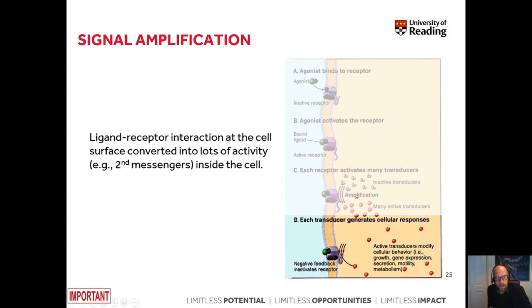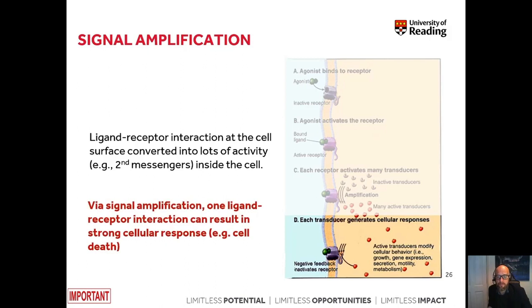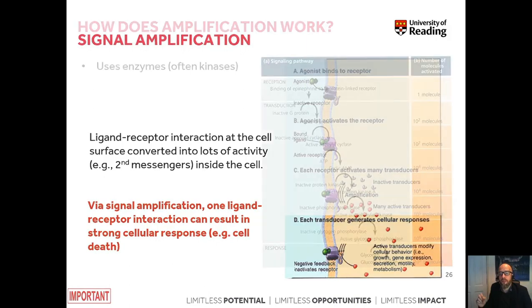After amplification, the final step follows, which is the cellular response. For example, cell growth, proliferation, migration, change in gene expression, mobility, or changes in metabolic activity. So, via signal amplification, one ligand-receptor interaction can result in a very strong cellular response, which is actually needed because our cells need to react to changes in cellular environment fairly quickly.